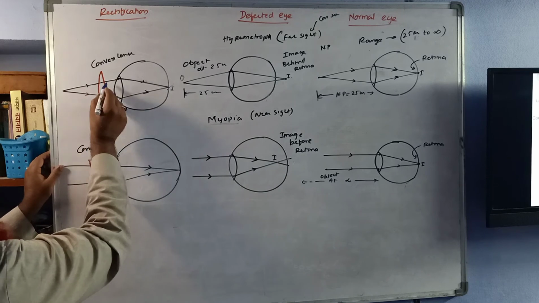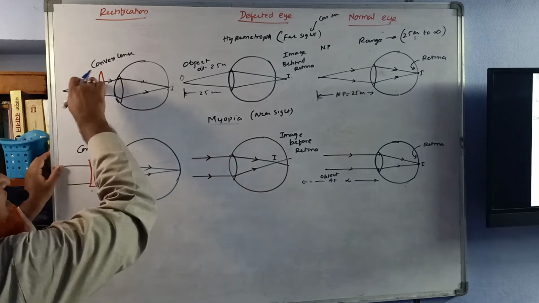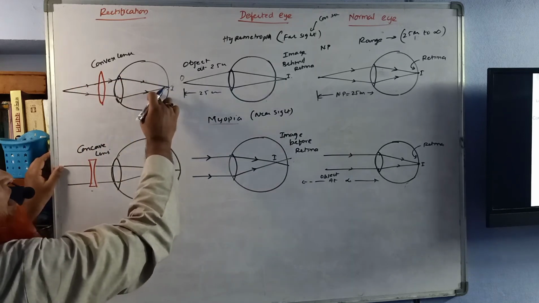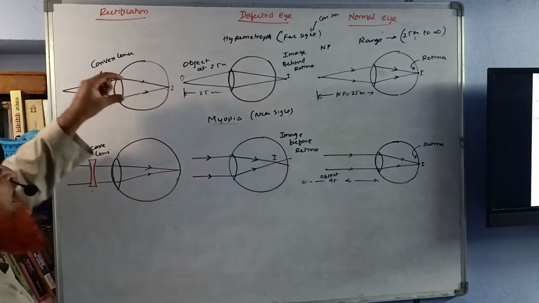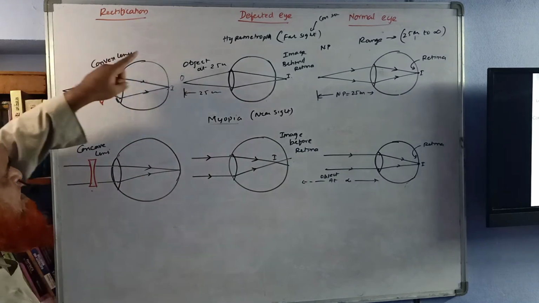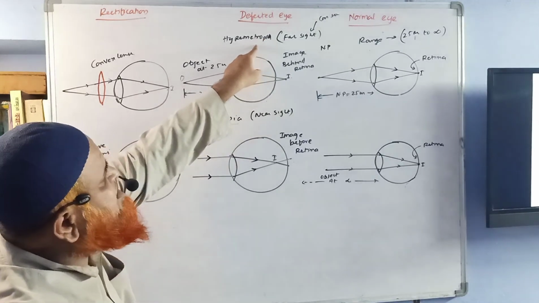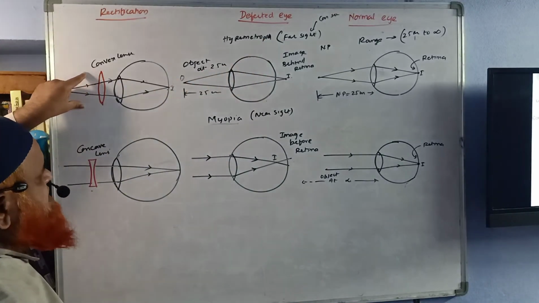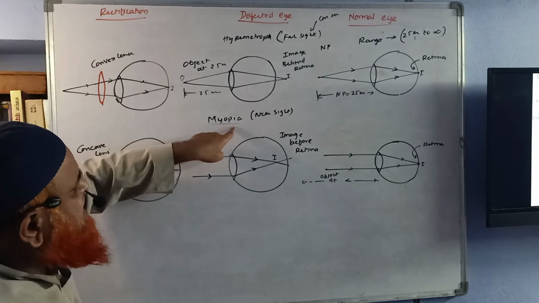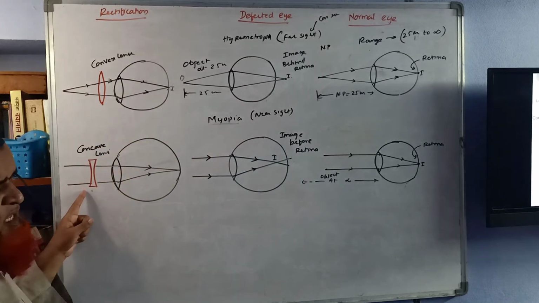Next, the light rays will take a slight turn like this and make the image fall exactly on the retina. So a convex lens is used for the defect called hypermetropia. To eliminate the defect of hypermetropia, we use a convex lens. To eliminate the defect like myopia, we use a concave lens.